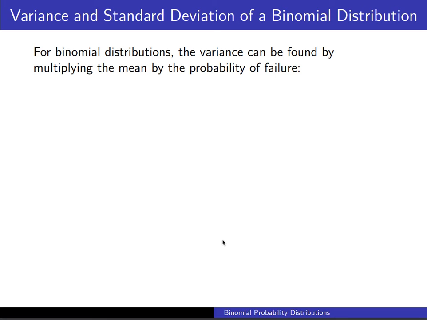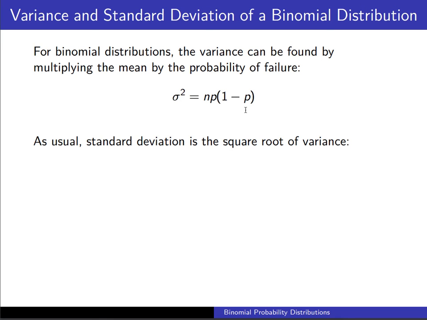So for binomial distributions, the variance can be found by just multiplying the mean by the probability of failure. So here's our mean, n times p. The probability of failure is 1 minus p. So your variance is n times p times 1 minus p. It's a very easy calculation for the variance of a binomial distribution. And as always, for standard deviation, just take the square root. You get the standard deviation as the square root of the variance, which equals the square root of np times 1 minus p. So the number of trials, the probability of success, and the probability of failure.